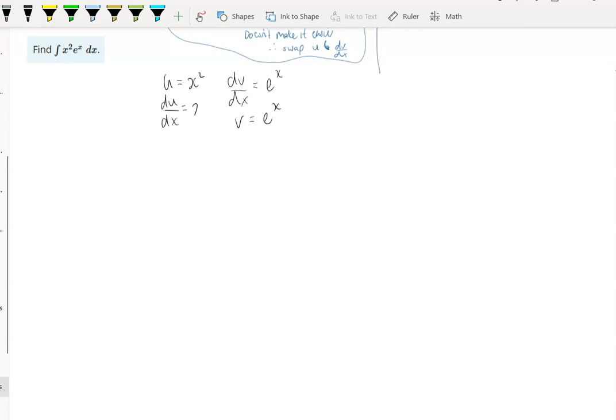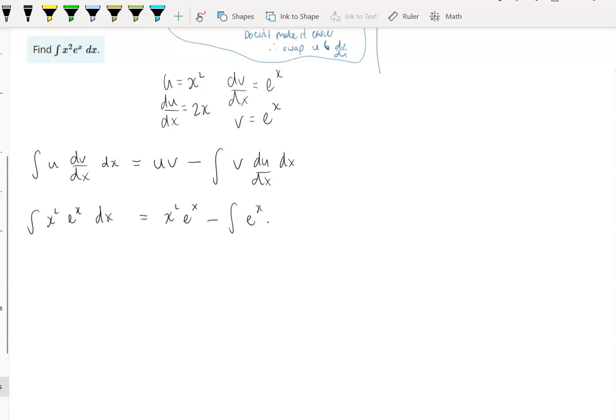So if we find the derivative of x squared, that becomes 2x. So it's simpler. Let's see what happens. So remembering our formula, the integral of u dv/dx dx is equal to uv minus the integral of v du/dx dx. So putting in our values, the integral of x squared e to the x is going to equal u, which is x squared, times v, which is e to the x, minus the integral of v, which is e to the x, times du/dx, which is 2x dx.